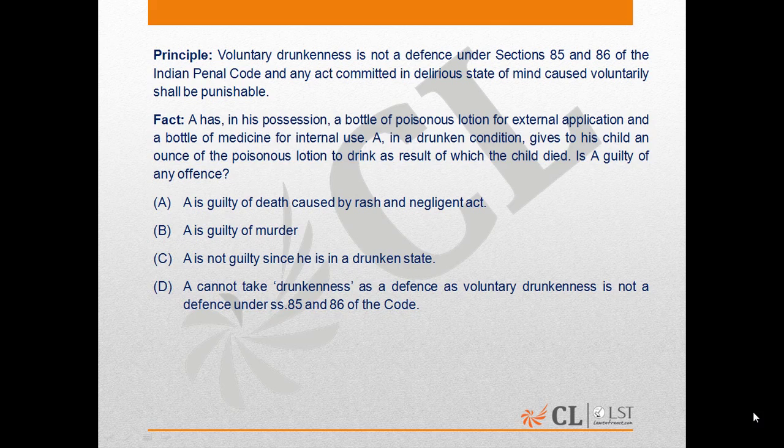Even though option A might look like a very tempting answer, that A is guilty of death caused by rash and negligent act, yet it would be a safer choice to mark option D as the correct answer because it says A cannot take drunkenness as a defence, as voluntary drunkenness is not a defence under sections 85 and 86 of the code. This option implies that A is guilty of some offence.